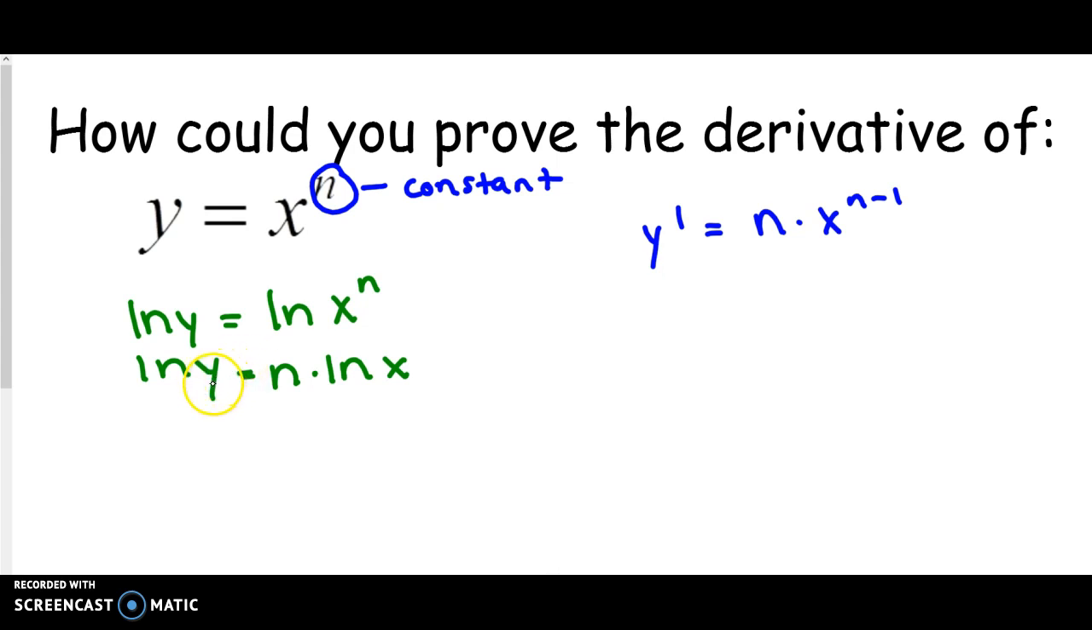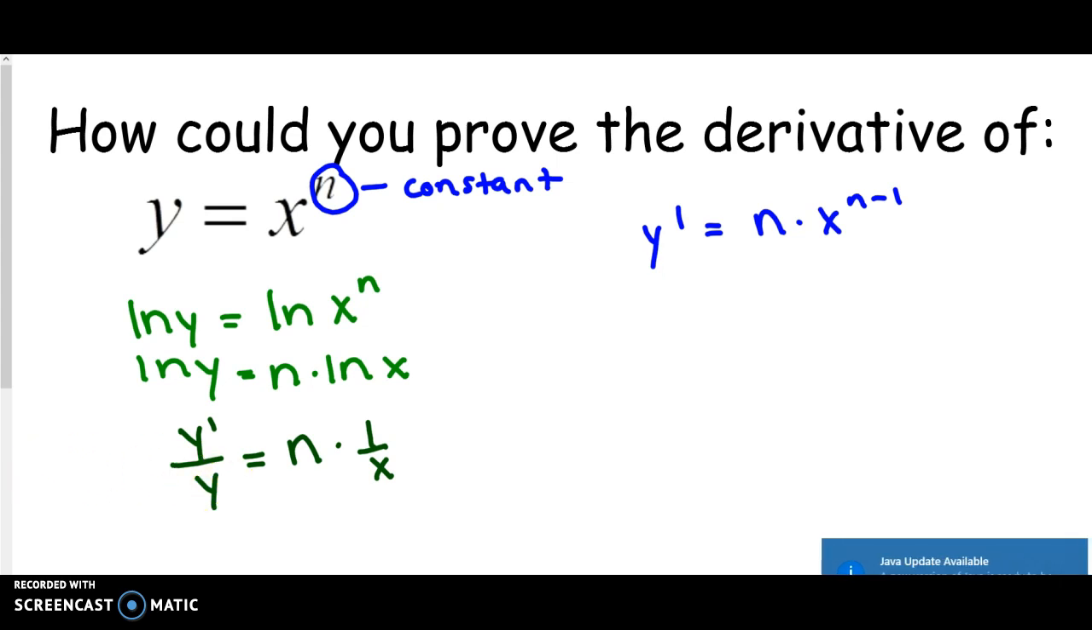All right, well, we just talked about how the derivative of natural log of y, if I were to use implicit differentiation, is y prime over y. And here, note that I don't need to use the product rule because n is just a constant. So it's just n times whatever the derivative of natural log of x is, which is 1 over x. Great. Well, now, notice that we have this y down here, and we want to just solve for y prime.